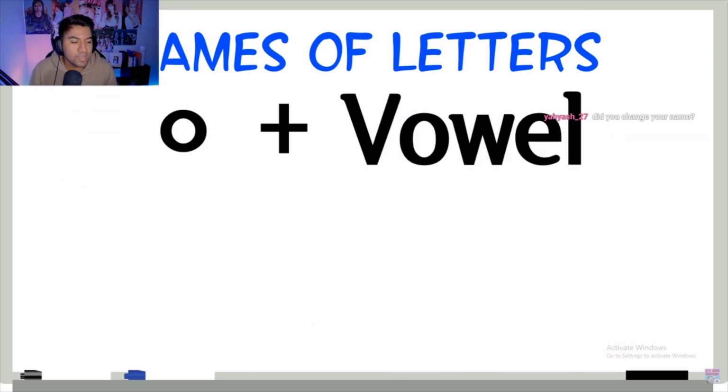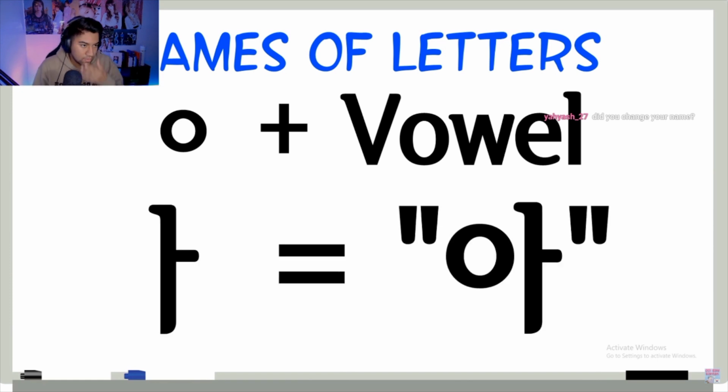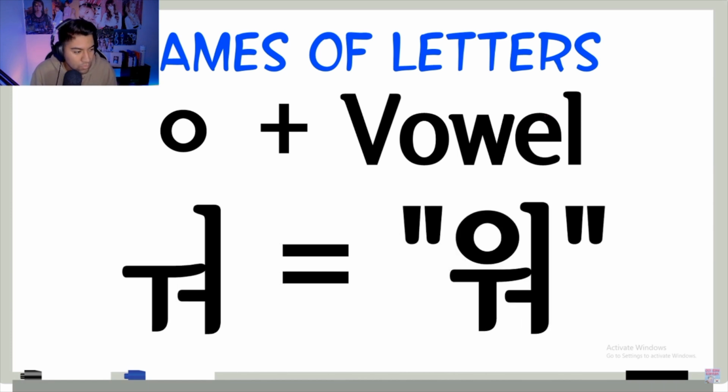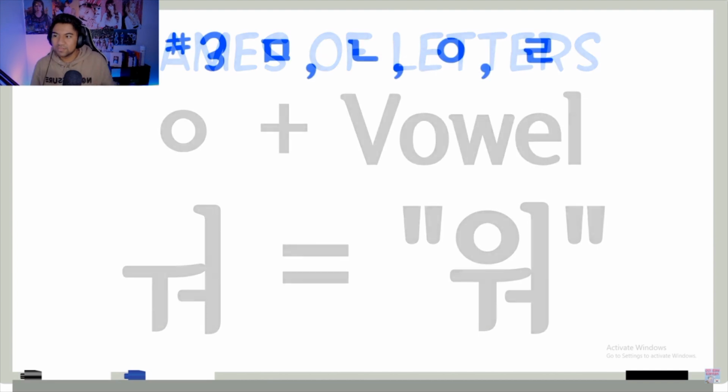So the names of the vowels are simple. Just add the empty consonant before the vowel and pronounce that. So a would be this vowel, and wo would be this diphthong. Let's go back to the lesson and learn one more essential sound change rule.